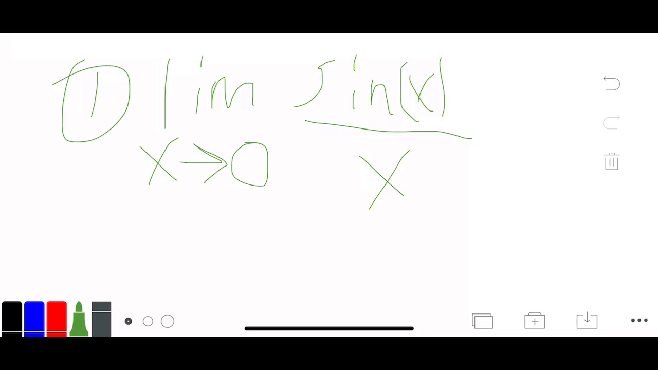So let's say you have a different equation, like 3x minus 4. What is the limit of 3x minus 4 when x is approaching 0? That is how you would read this.